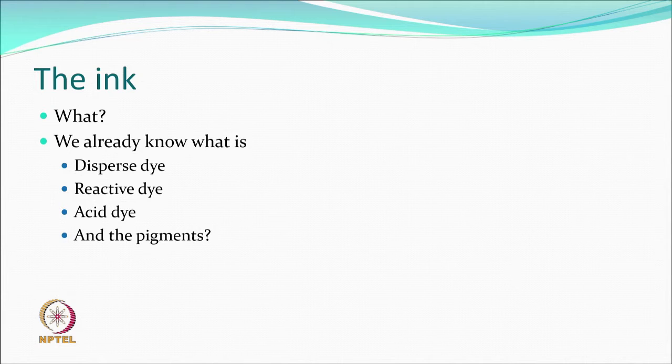Reactive dyes we just talked about; the cellulose-based or protein-based substrates can be printed by this type of ink. And acid dye-based ink obviously is meant for the proteinous fibers, nylons and so forth. Pigments obviously for all types of substrates. So, this is what we know. So, what do we want to talk about today?